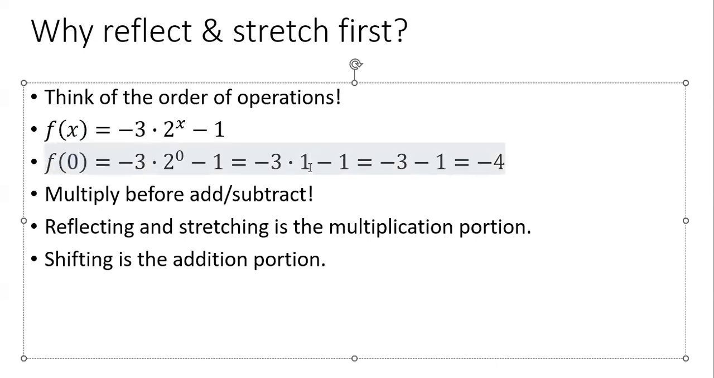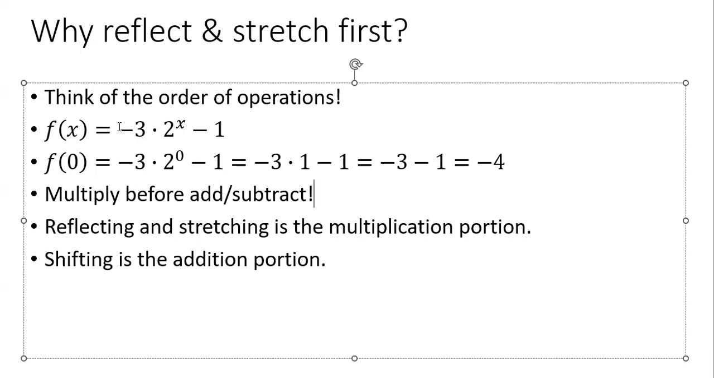Then we multiply. So minus 3 times 1, that's negative 3. And then we finally do the subtraction, so it's negative 4. If we think from the perspective of order of operations, it makes total sense why we have to reflect and stretch first. Reflecting and stretching is the multiplication portion, that's the minus 3. We did that first in the order of operations before we did the minus 1 over here. Or we multiplied by minus 3, I should say. Again, reflecting and stretching is the multiplication portion, and the shifting is the addition or subtraction portion. This explains why we reflect and stretch first.